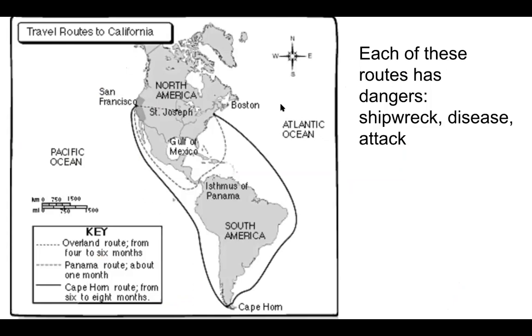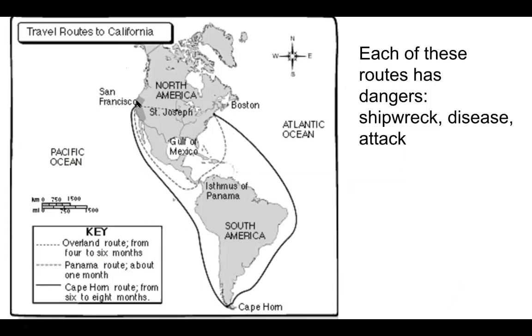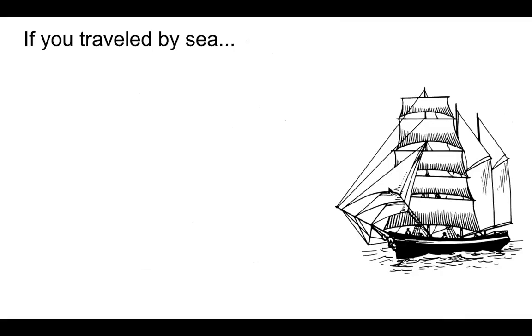So you can see if you're leaving from Boston, you could go all the way around the Cape Horn of South America and then land in San Francisco. But as you can guess, that's going to take quite a while. Now, if you live in the interior of the United States, you can just go by land, but that's also going to take a while as well. And then our third option is the Panama route. So we'll talk about each one of these.